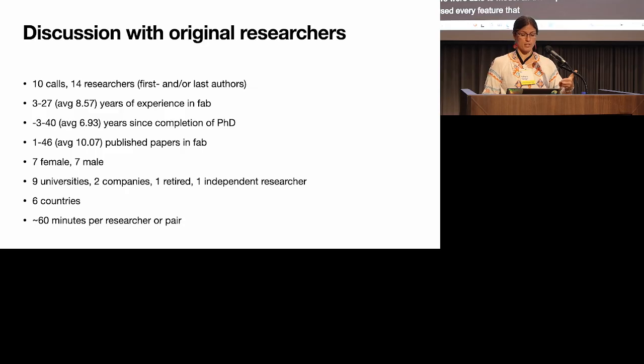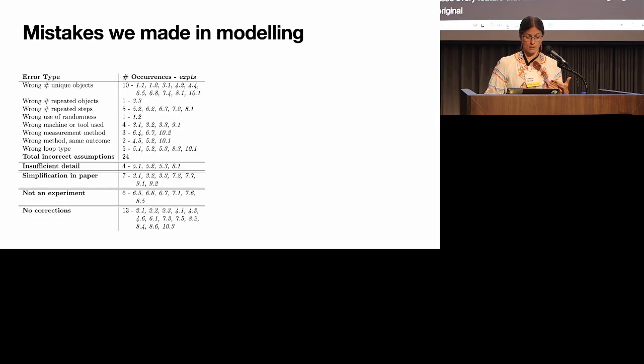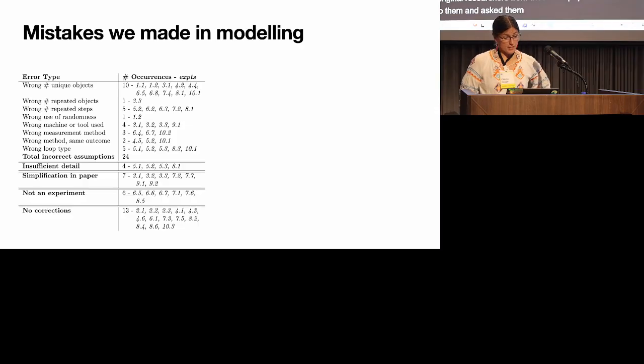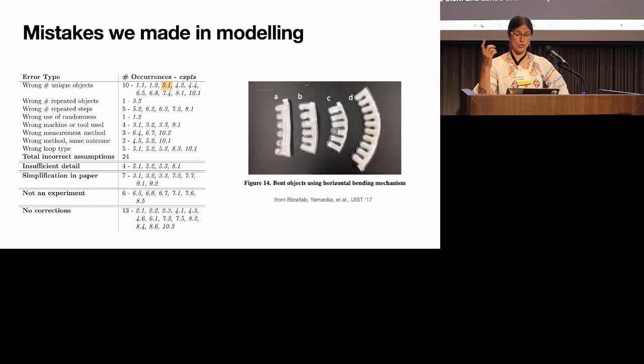We described our project to them and asked them to help us correct the experiments that we had written up. It turns out that we made a lot of mistakes, which we categorized into different types. So first, we made a lot of incorrect assumptions. In this experiment of the BlowFab paper, we guessed that 4 objects were fabricated, but it turned out that 1 was fabricated and not pictured.